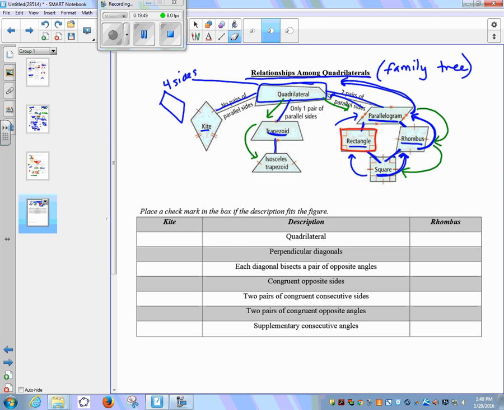Okay? All right. This chart down here, see if you can place a check mark and fill out those properties the best you can between kite and rhombus.